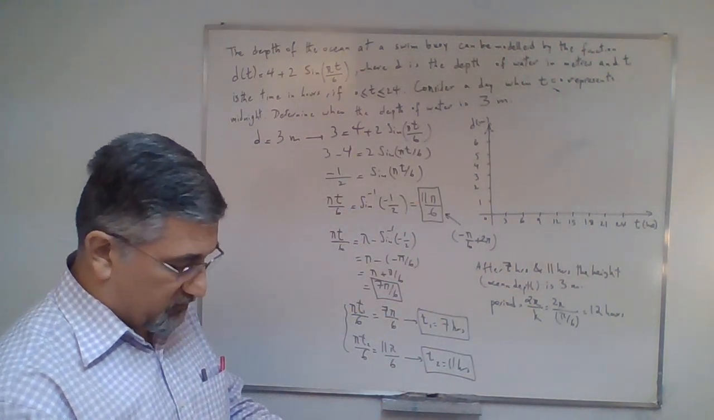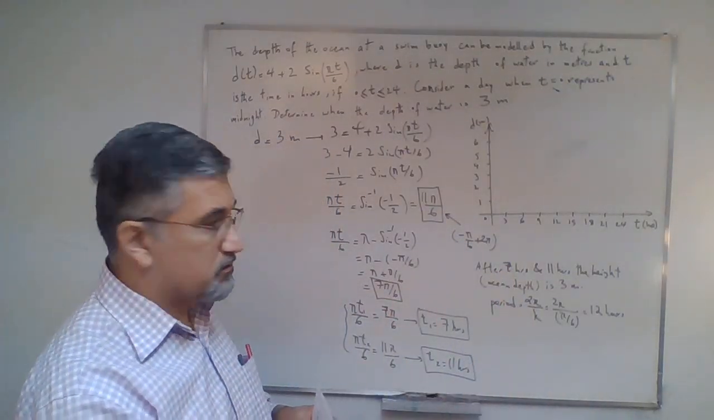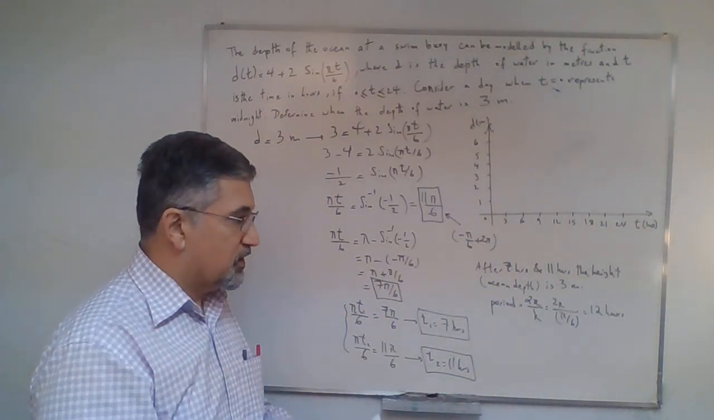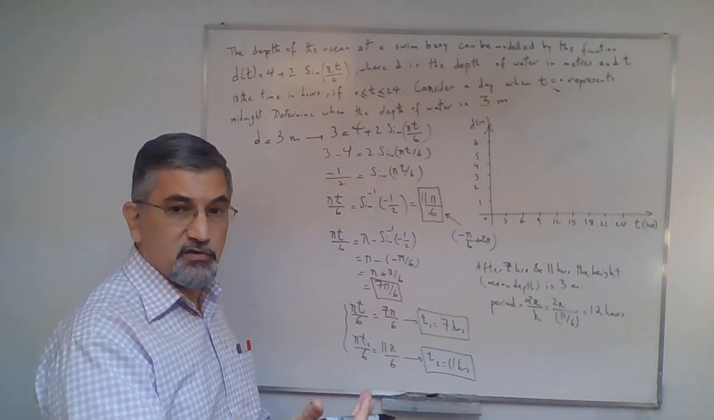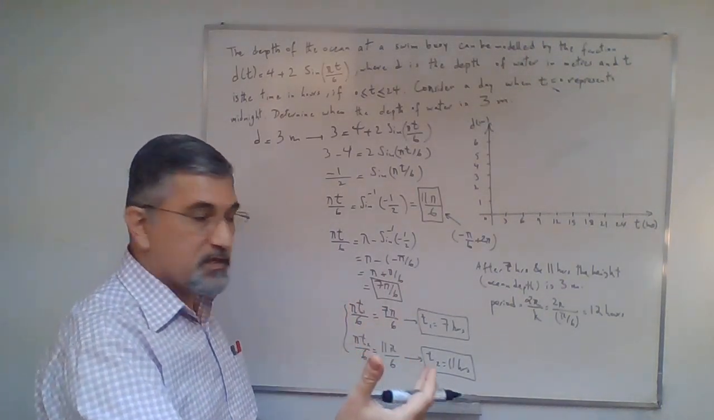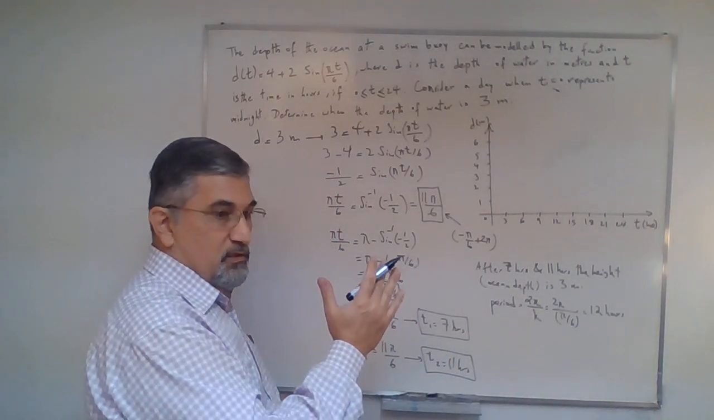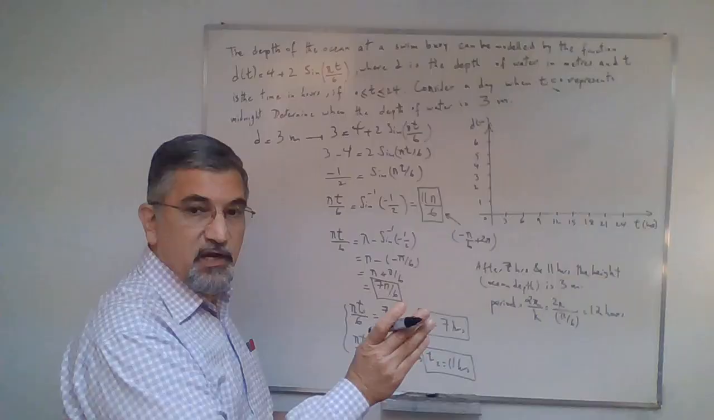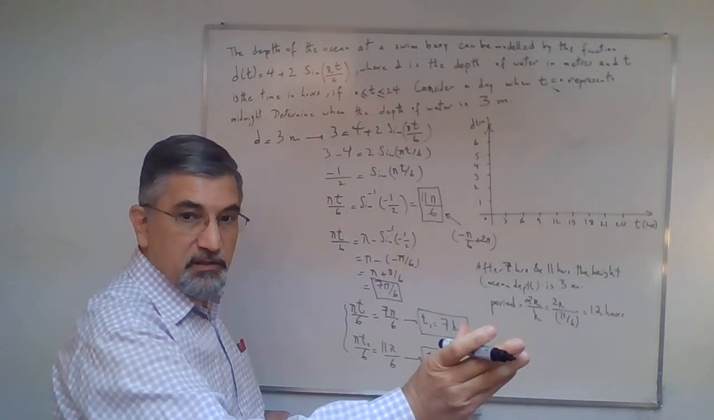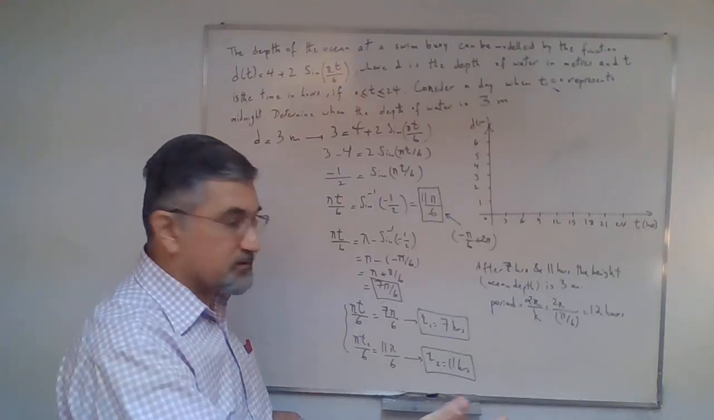So if it is 12 hours, then not only after 7 hours and after 11 hours are we going to have a depth of 3 meters, but also in the PM, in the afternoon, in the evening, this will happen again, because the period is the length of one cycle, and that cycle keeps repeating. So we have a cycle in the morning, we have a cycle in the afternoon, perhaps.